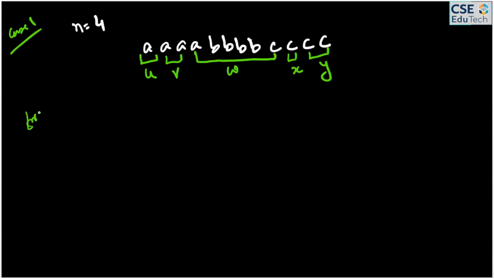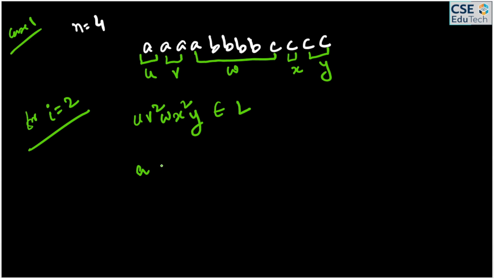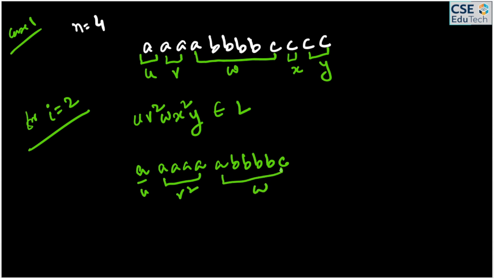Now for i equal to 2, as per the pumping lemma, U V2 W X2 Y should belong to the language L. But what we have obtained: U is A, V is A, so it will repeat. Then W is A, B, B, B, B, C. So it is U, V2, W, and X2 means CC, and Y means also CC.